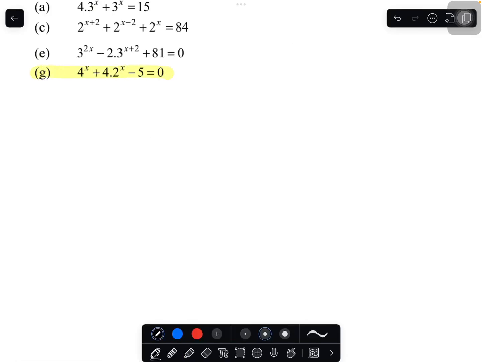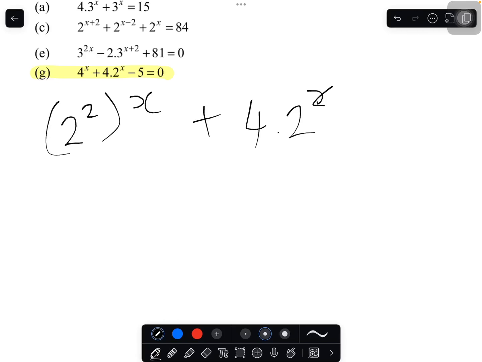And in g, we have this 4^x and this 2^x. So my first instinct here is to convert this 4. And this 4 can be written as (2^2)^x plus 4 times 2^x minus 5 equals 0.